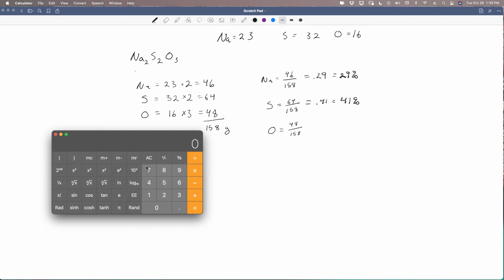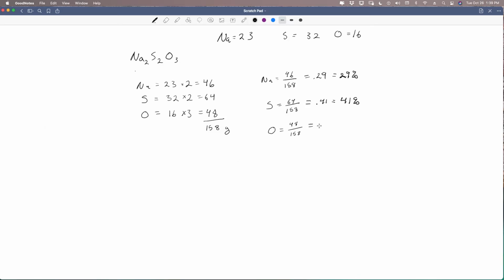Same thing for oxygen. 48 divided by 158 is equal to 0.3. This is a 3, we can't round it up, so that's going to be 0.3, which is the same as 30%.